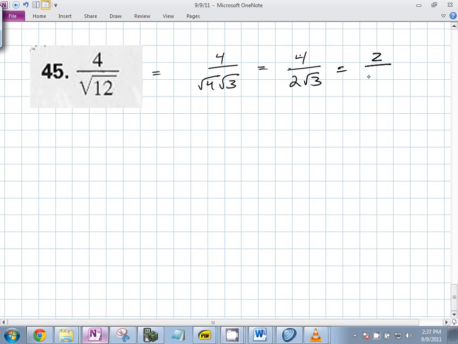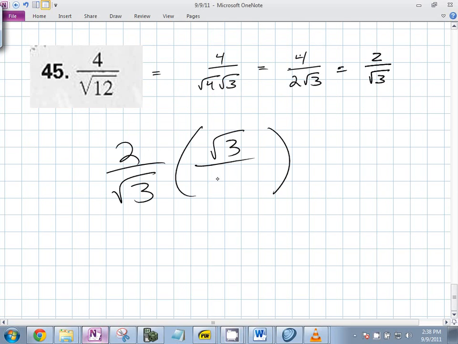root 3. One more thing you can do to simplify this. I still don't like having a radical in the denominator. What could I multiply this by? 2 over the square root of 3. That's a form of 1, so it's the same thing on the top and the bottom. That would get rid of the root 3. Yeah, root 3 over root 3. What do you end up on top? What do you end up on bottom? 3.